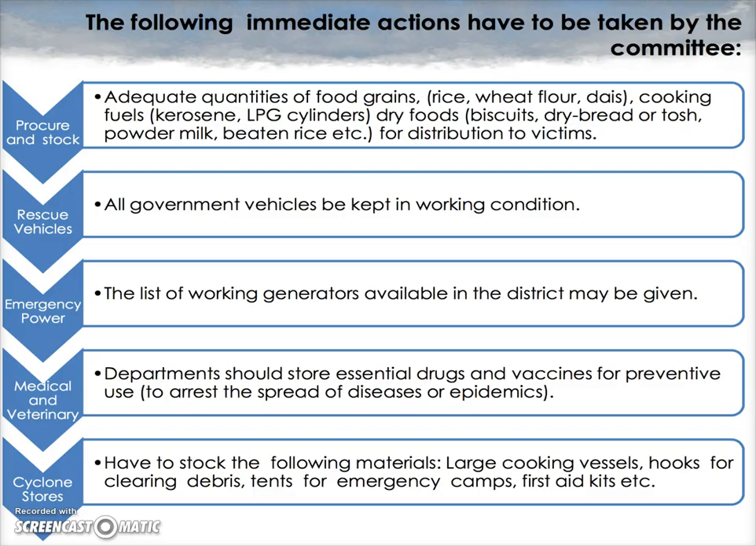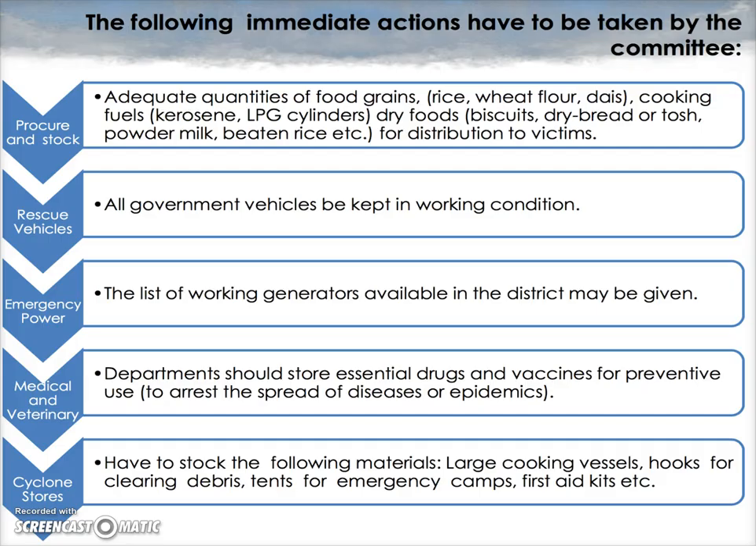The following immediate actions have to be taken by the committee: procure and stock adequate quantities of food grains such as rice, wheat flour, dals, cooking fuels such as kerosene and LPG cylinders, dry food such as biscuits, dry bread, torches, powdered milk, and beaten rice for distribution to victims. Rescue and vehicles: all government vehicles must be kept in working condition. Emergency power: a list of working generators available in the district may be given.